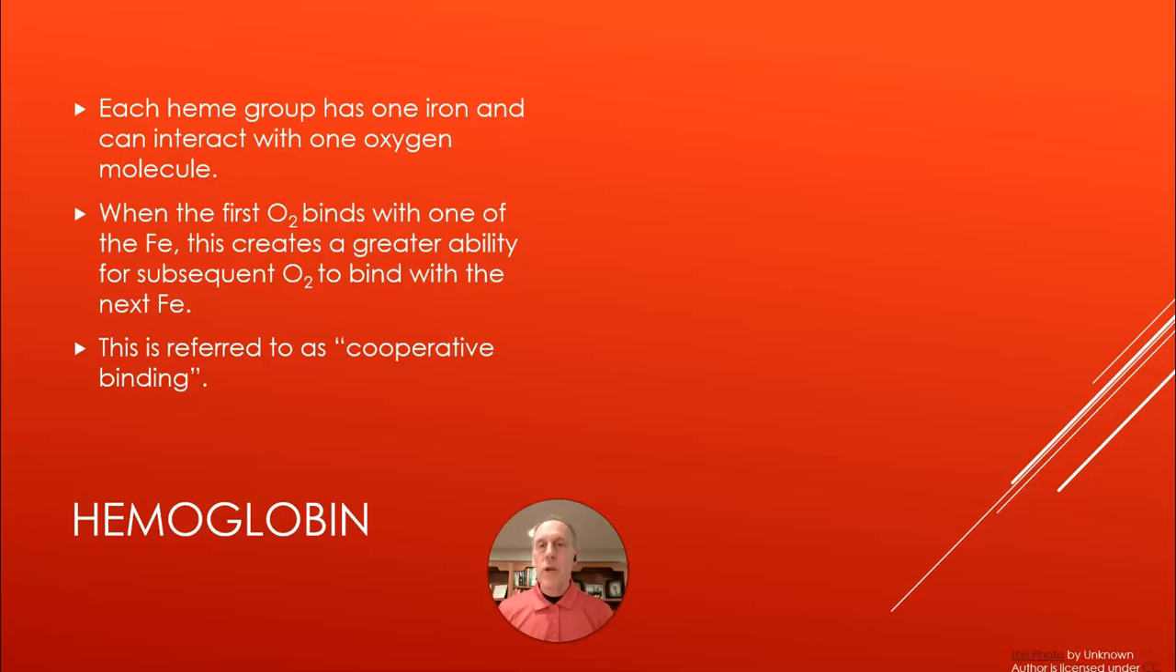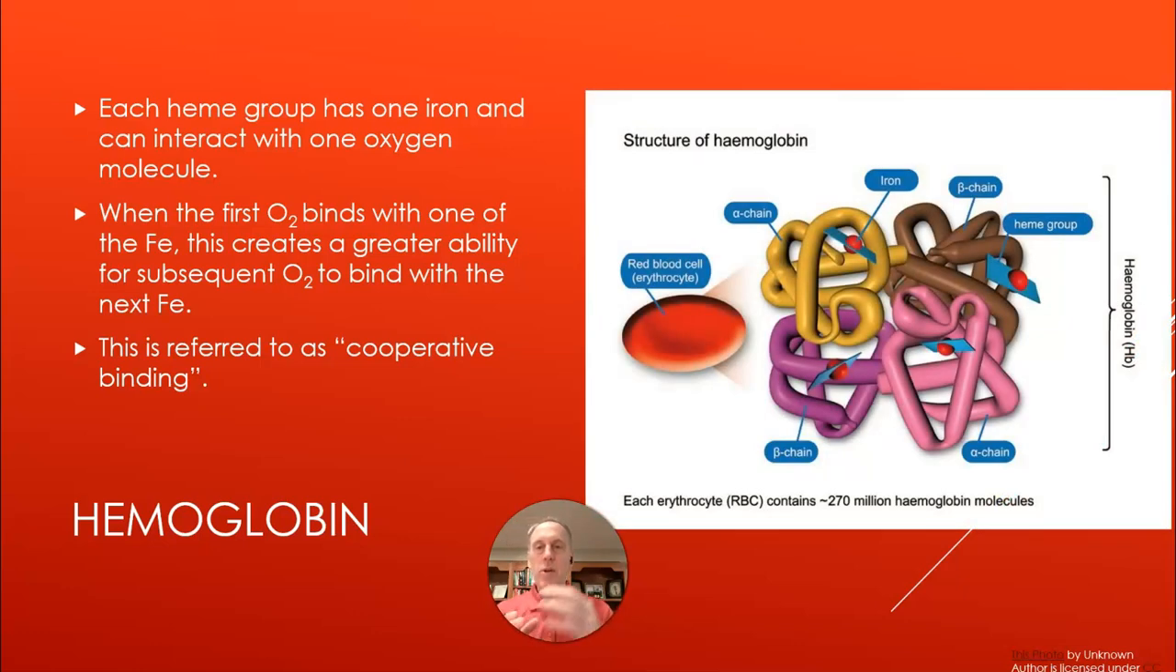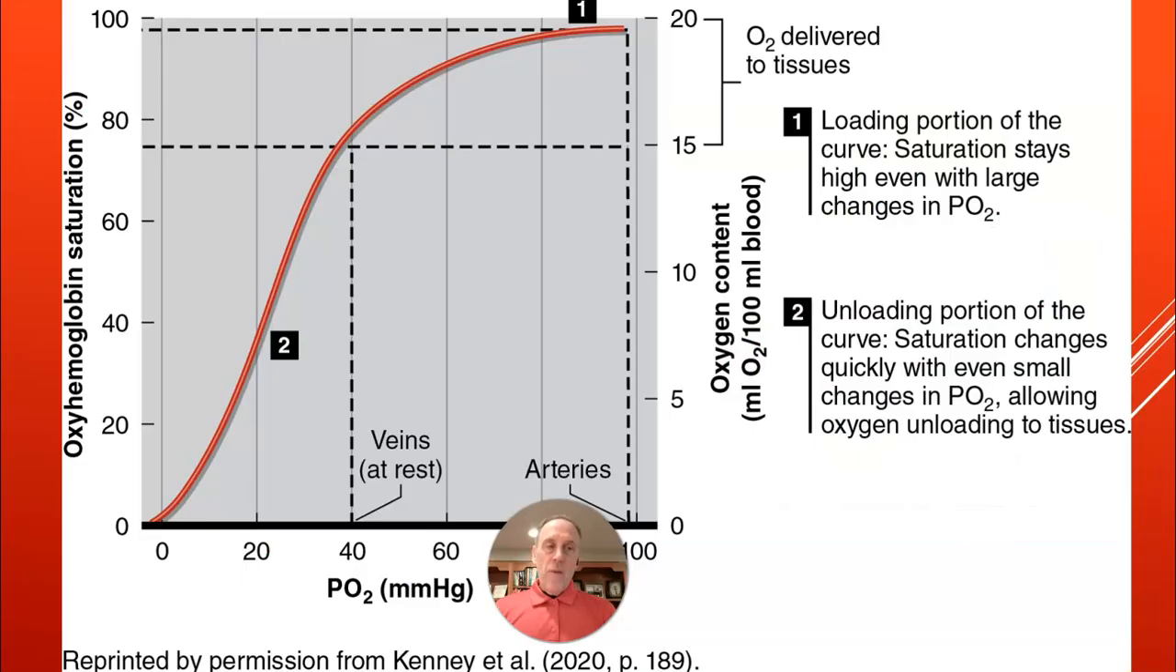So each heme group has 1 iron and can interact with 1 oxygen molecule. We got that. When the first one binds with the iron, it creates a greater availability, or ability, I should say, for subsequent oxygen to bind with the next iron. So once you have 1, you can get the next one, the next one, and the next one. There's a couple different factors that play into this. They get kind of complex, but we'll leave it at that for right now.